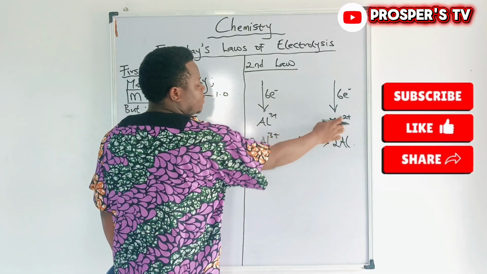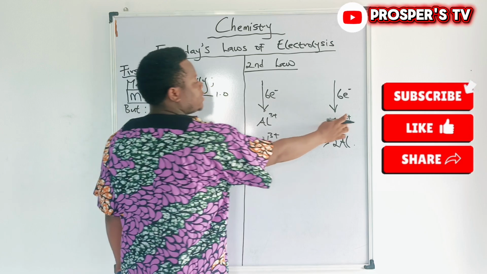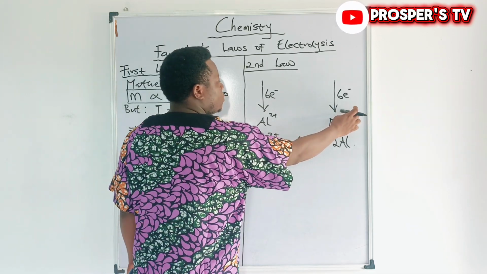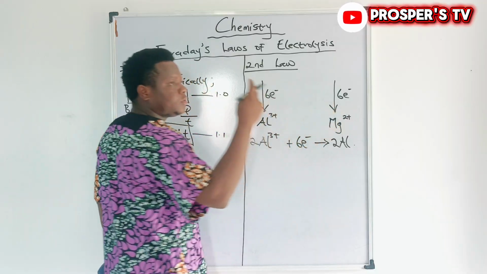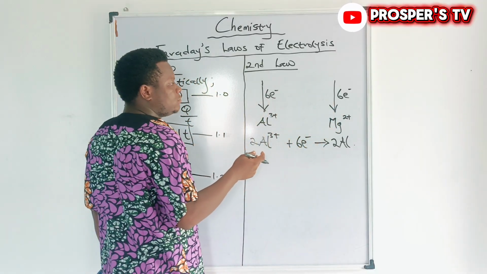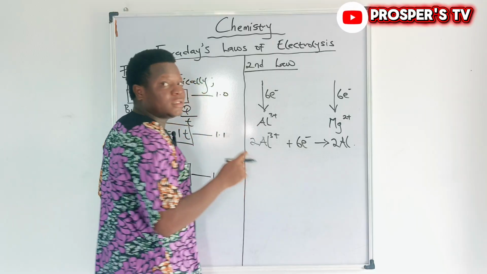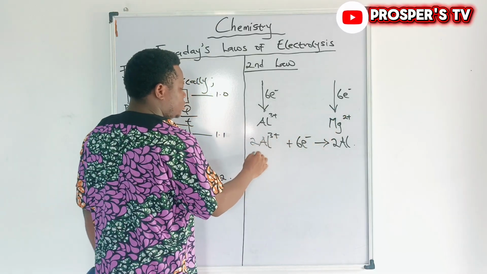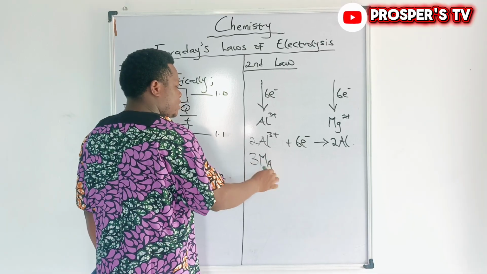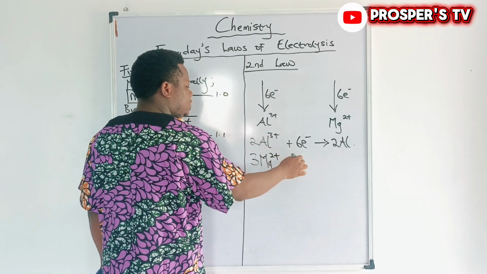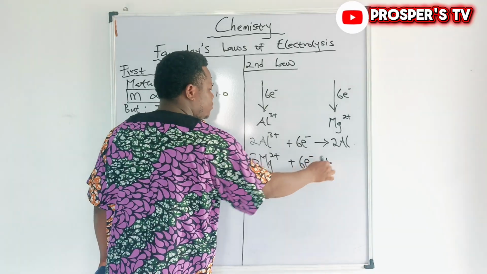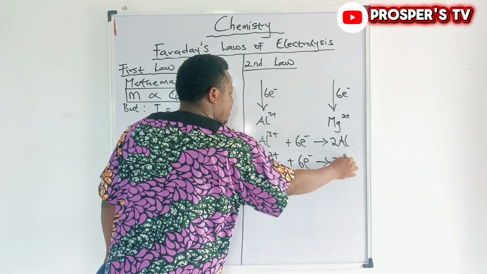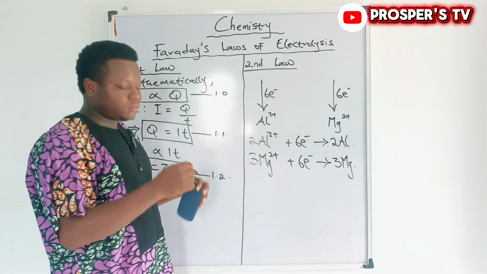But let's look at this case now. In the case of magnesium, the charge of magnesium ion is plus 2. So this ion needs just 2 electrons to become discharged. And then we are supplying a total of 6 electrons. It can be pretty clear that in this case, we would need a total of 3 magnesium ions now to successfully accept these 6 moles of electrons to become deposited as 3 magnesium atoms.